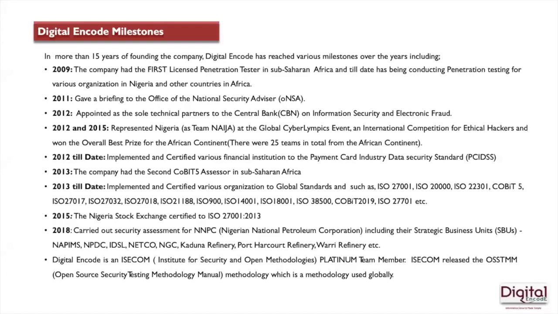Still from that same 2012 till date, we've implemented and certified various financial institutions to the Payment Card Industry Data Security Standard, what we know as the PCI DSS. The company has its second assessor in sub-Saharan Africa. Ever since 2013 till date, we've implemented and certified various organizations to global standards, such as ISO 27001, as seen on the screen right now. In 2015, the Nigerian Stock Exchange was certified to ISO 27001 too. Also, in 2018, we carried out security assessments for the Nigerian National Petroleum Corporation, which we all know as NNPC, including their strategic business units, NAPIMS, and the likes.